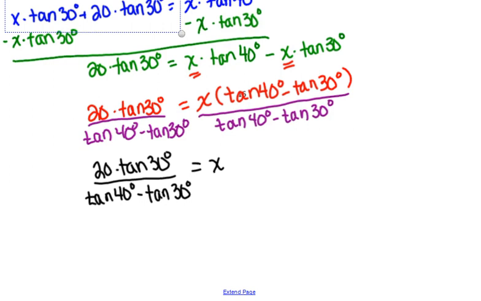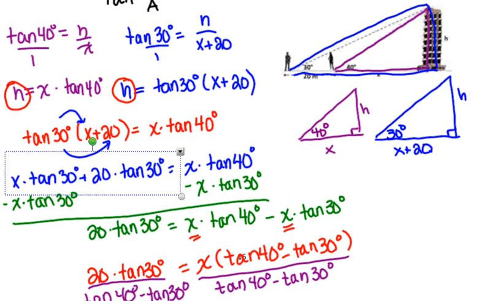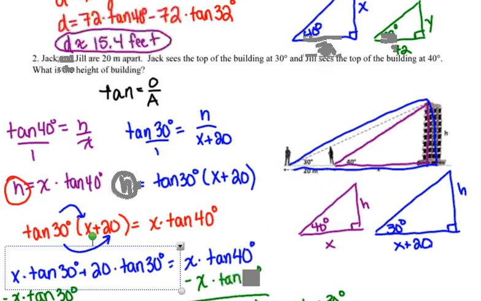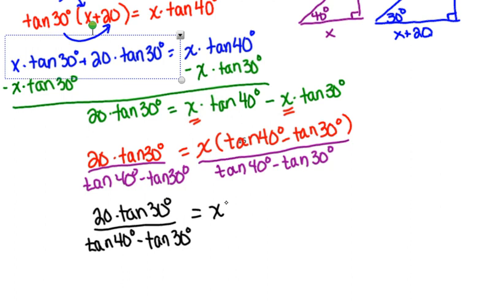And you might be breathing a huge sigh of relief right now because you're thinking that, okay, all we need to do now is plug that into the calculator and we're done. But unfortunately, there's a little bit more to it. In this question, they're asking us to find the height of the building. The height of the building is represented in our picture by the variable h. So in other words, they're asking us to find h. We've solved for x.